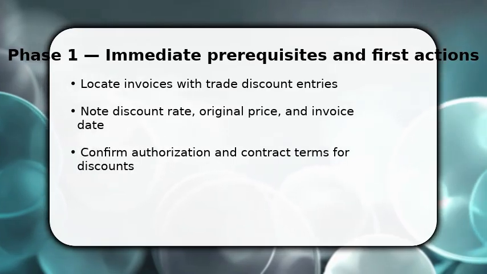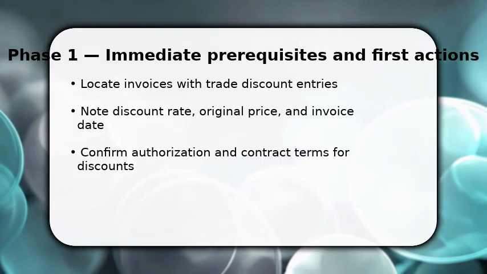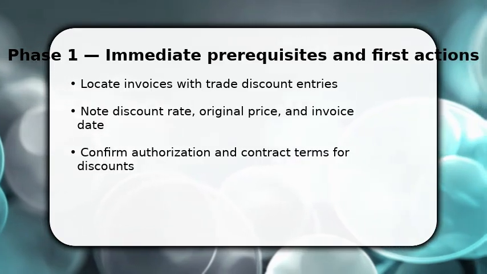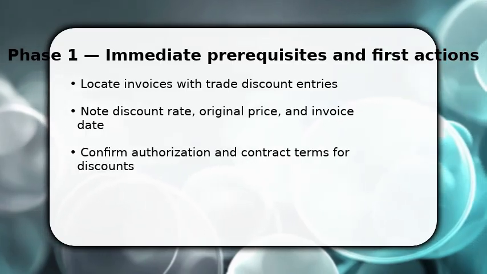Now open your accounting ledger and prepare a reversal entry template. Include account codes for sales, discounts allowed, and receivables, so you can post adjustments cleanly and trace them later.